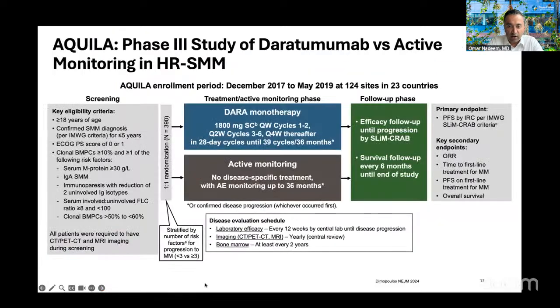But I would say what's generated a lot of buzz over the last 6 months or so is this Aquila trial, which is a phase 3 study of daratumumab versus active monitoring in patients with high-risk smoldering myeloma.